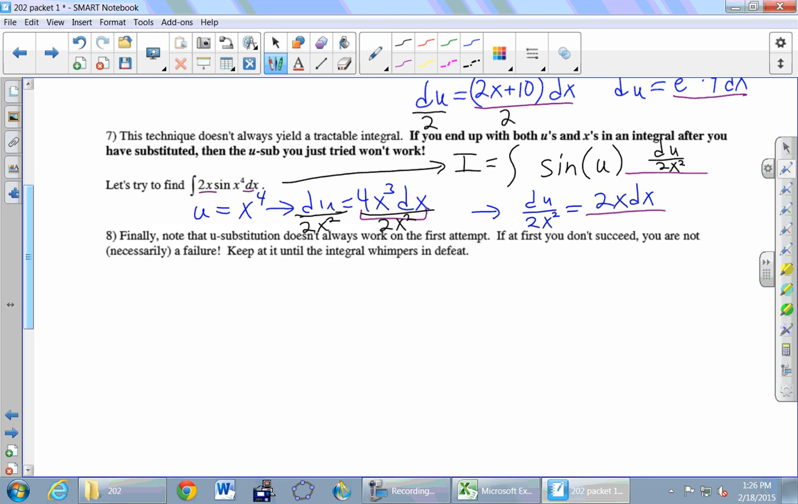Yeah. And so, like, I don't want to say, like, this is the end of the road. I'm just saying for this u substitution, it's the end of the road, right? Maybe some other technique, but this didn't happen. Okay? If you get u's and x's together, try something else. Okay, so finally, number 8. Let's go to Dean.